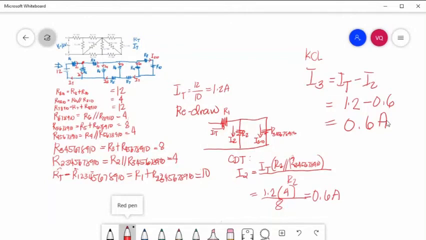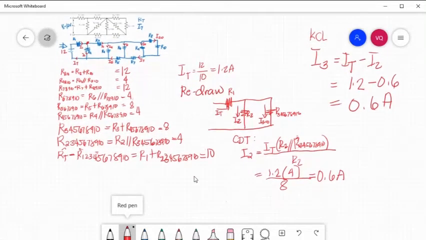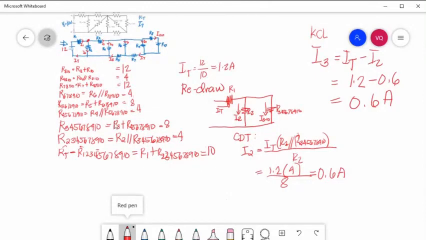Next, I4. So, how do we solve I4? Same procedure. We will reduce R5 to R10 into single resistor. So, again, we will redraw our circuit.